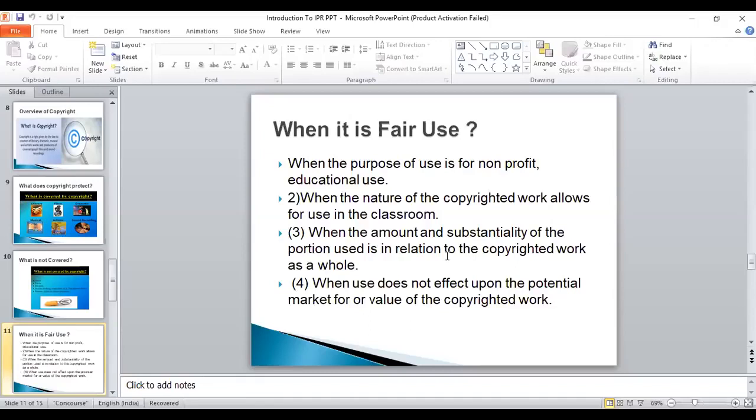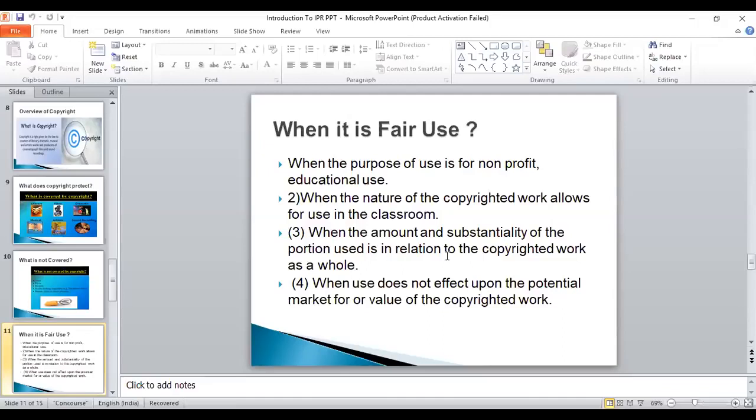But what if he is not acknowledging me? Without my prior permission, he is using my entire passage from my copyrighted work, my published book. In that case, X won't have any defense. He cannot take any defense for that. So fair dealing plays a very important role.